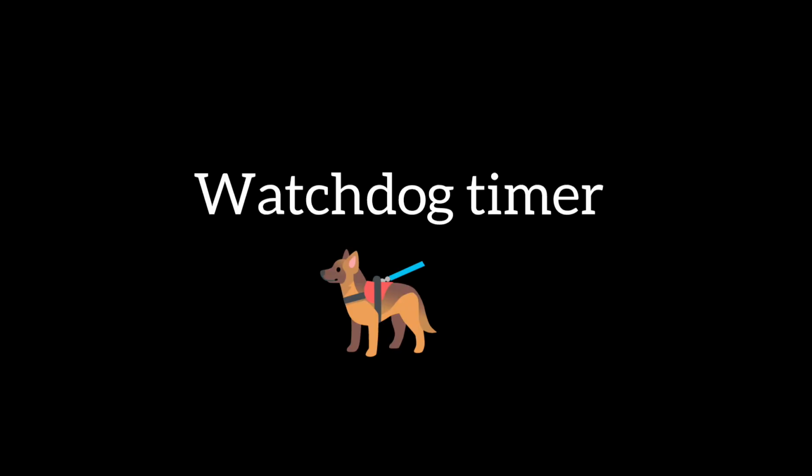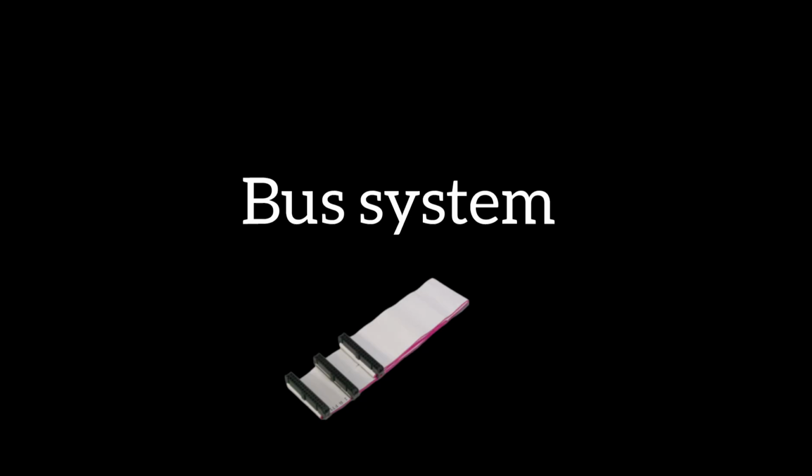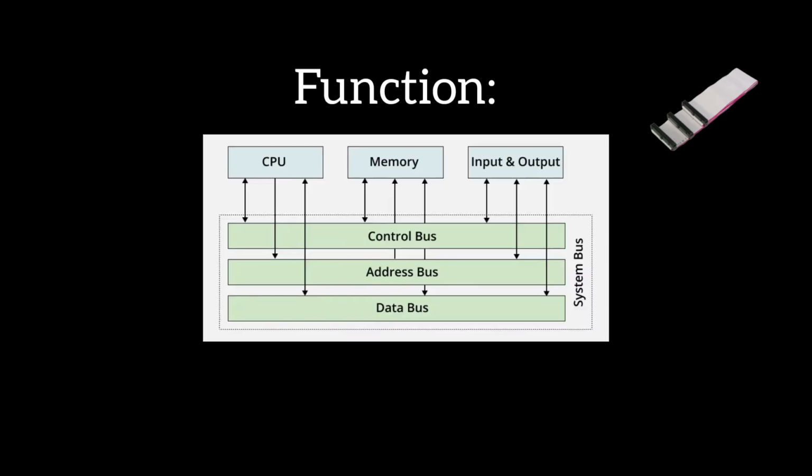10. Watchdog Timer. Function: a safety feature that resets the microcontroller if the program hangs or goes into an infinite loop. 11. Bus System. Function: acts as internal communication highways connecting the CPU, memory, and peripherals. The main types are the data bus, address bus, and control bus.